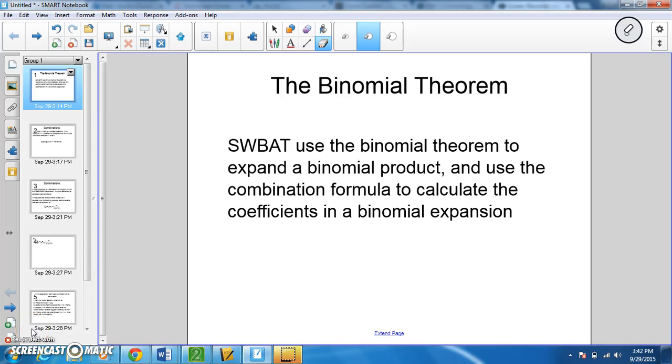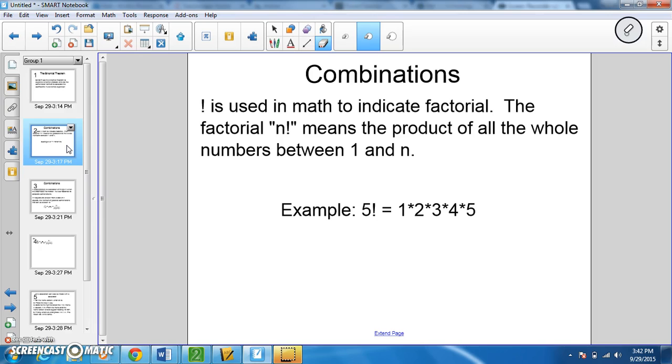We're going to use the binomial theorem to expand a binomial product and to use the combination formula to calculate the coefficients in a binomial expansion. The exclamation point is used in math to indicate a factorial. The factorial of n, n factorial, means the product of all of the whole numbers between 1 and n. So, for example, 5 factorial is 1 times 2 times 3 times 4 times 5.